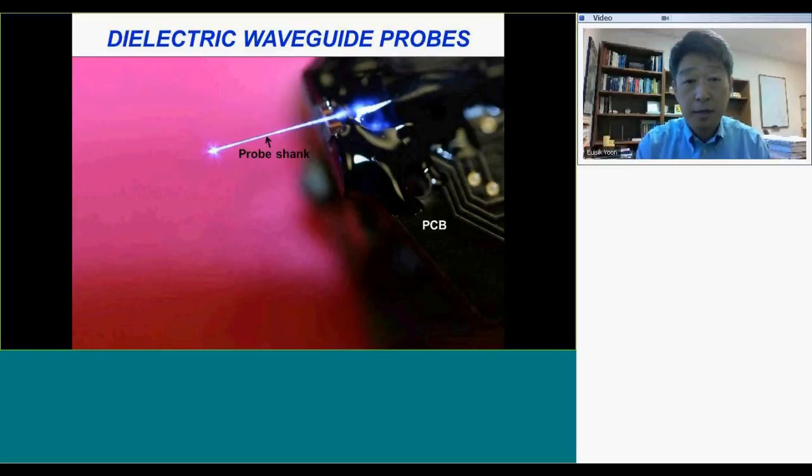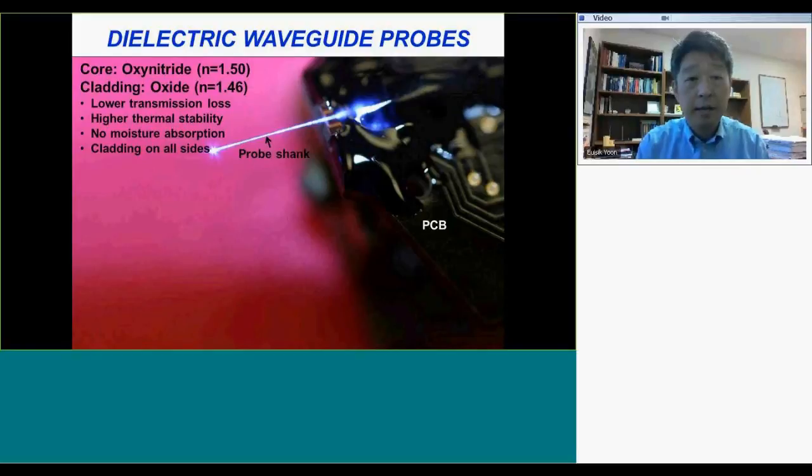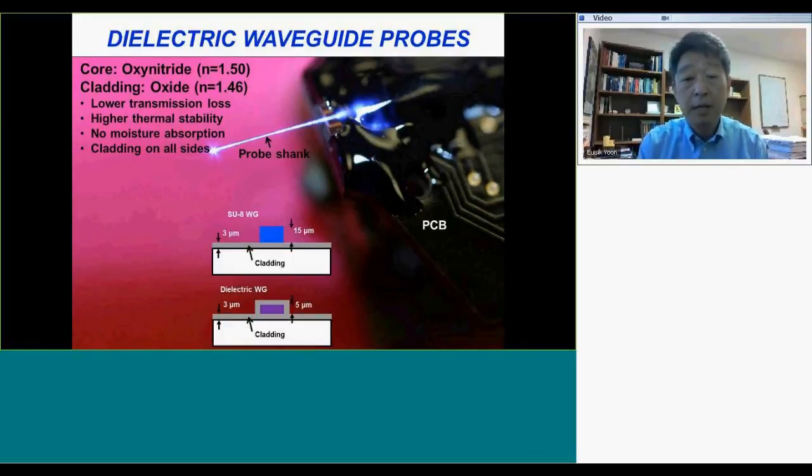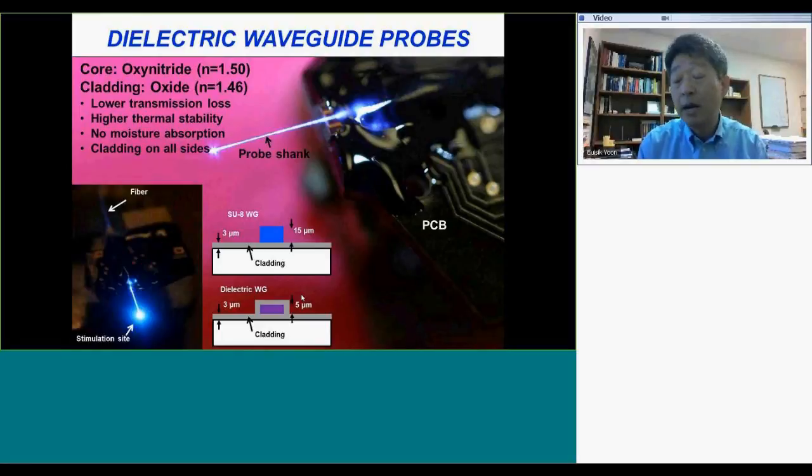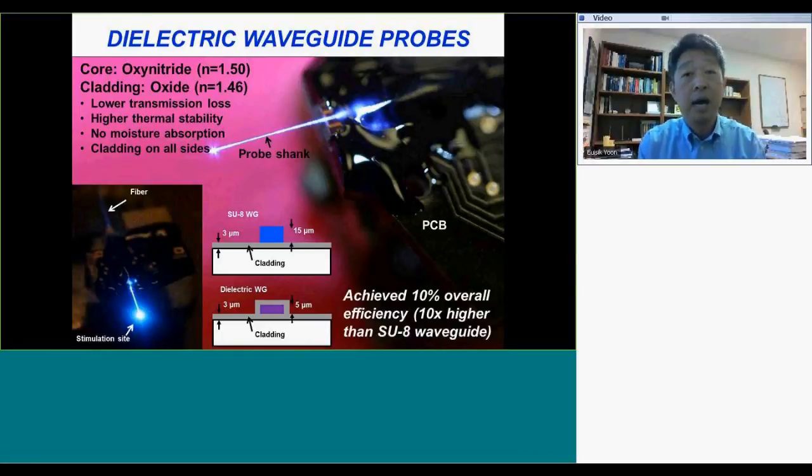And this is the second generation of the waveguide probes, having oxynitride as a core layer with oxide cladding. As compared to the SU-8 waveguide, we can reduce the intrusion into the tissue by reducing the height of the optical waveguide from 15 micron to 5 micron. However, even with this small geometry, we can still have high efficiency delivering power from the light source at the back to the distal end at the silicon tip.